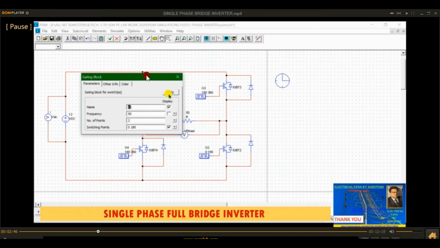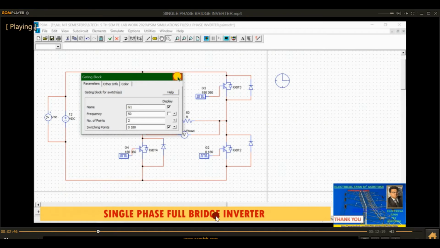So basically this IGBT1 will conduct during this period from 0 to 180 degree. And see, it is written here, this is again 0 to 180 degree for IGBT2. See here the conduction period for IGBT2, it is written from 0 to 180 degree. So a pair of IGBT 1 and 2 will conduct simultaneously during the positive wave, and during the other half from 180 degree up to 360 degree, IGBT 3 and 4 will conduct.